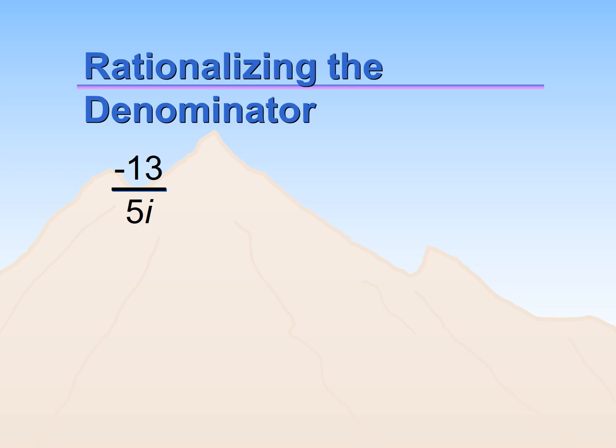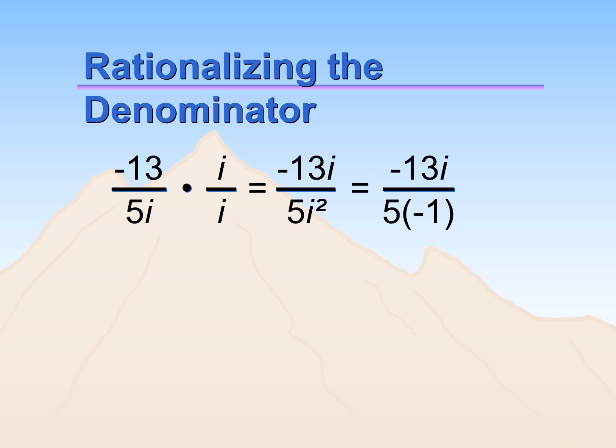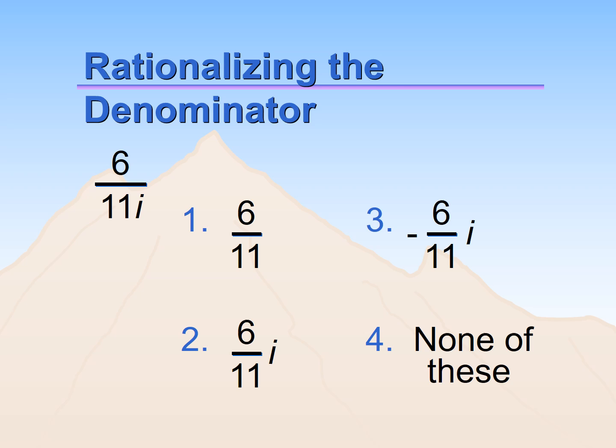All right, let's do -13 over 5i. So we'll multiply top and bottom by i. This is called rationalizing the denominator. So I end up with -13i over 5i squared. The i squared becomes -1, which means that my fraction simplifies to positive 13 over 5i. Since I have a negative over a negative, I ended up with positive. All right, you go ahead and try one.